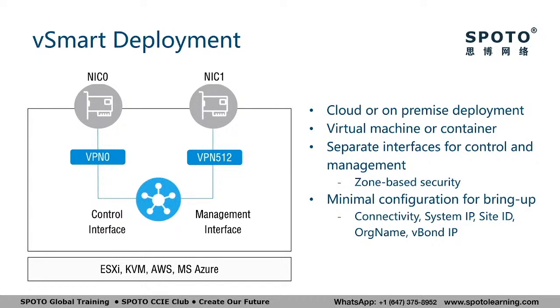vSmart deployment, it's the same, right? You have 2 interfaces, one for service control, the other is for management interface. They have zone-based security, and you need minimum configuration for connectivity: system IP, site ID, organization name, and vBound IP.